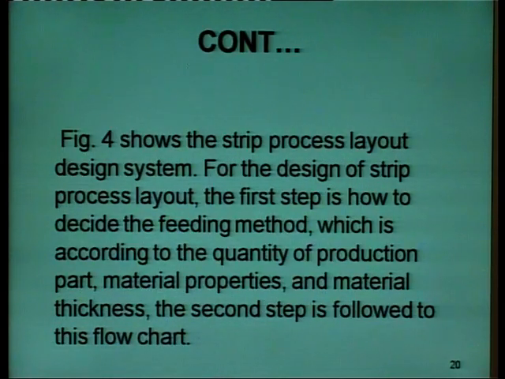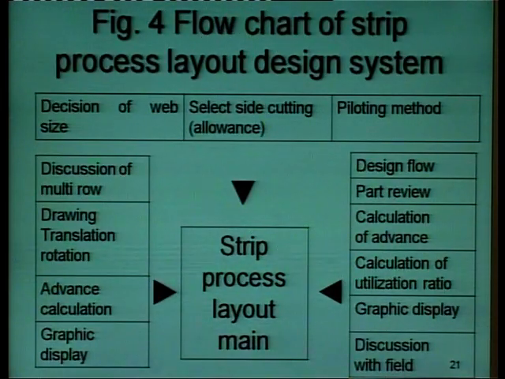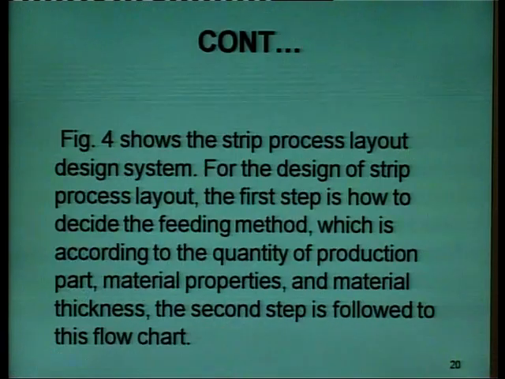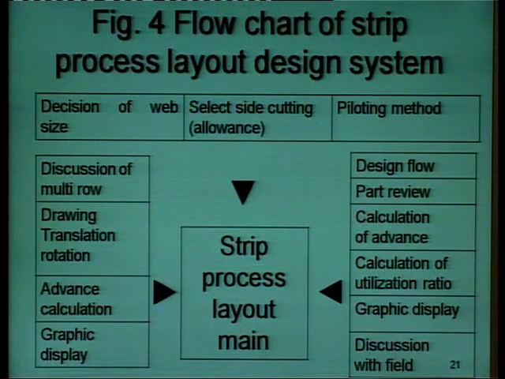Figure 4 shows the strip process layout design system. This is the flow chart of the strip process layout design system. Now, for the design of the strip process layout, the first step is to decide the feeding method, that is, how we are feeding the strip inside the press, which is according to the quantity of production, material properties, and material thickness. All these factors have to be taken into consideration while feeding the strip into the press. So, this is the flow chart of the strip process layout design system.